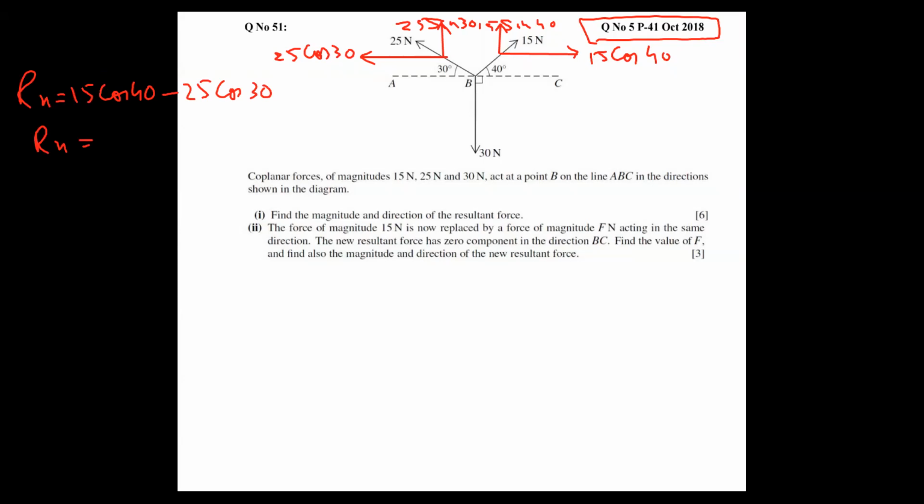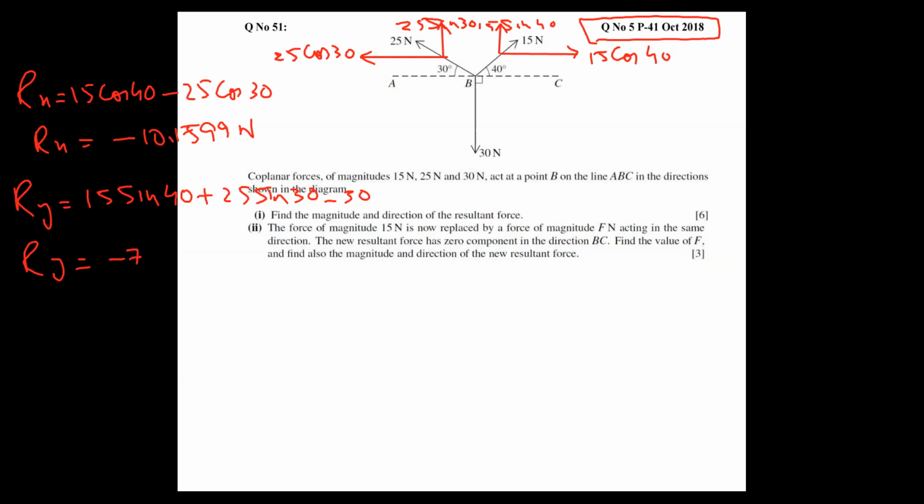I'll write the answer later, and now Ry. Ry is upward positive, downward negative. So 15 sine 40 plus 25 sine 30, and downwards 30 is acting, so minus 30. So I am calculating very quickly: 15 cos 40 minus 25 cos 30, and its value is coming negative 10.1599 newtons. And similarly, 15 sine 40 plus 25 sine 30 minus 30.